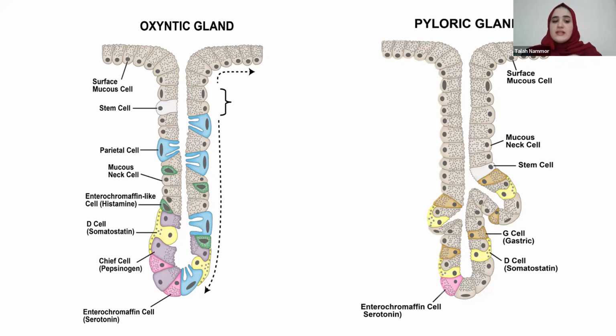Another very important function of HCl is that it provides the optimum pH for a lot of the enzymes, for example pepsinogen, to undergo the transformational change into the active form, which is pepsin.